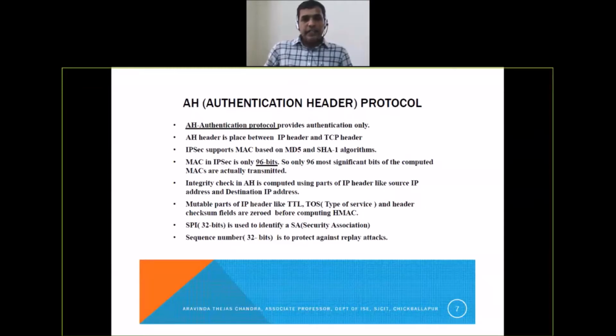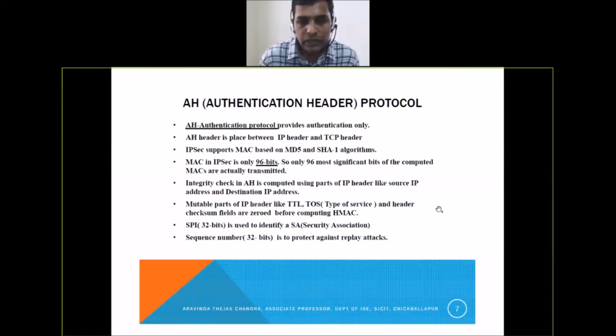The next point is that some of the mutable parts of the IP header, like TTL, type of service and header checksum fields, are zeroed. That means they are made zero before computing HMAC. So HMAC is computed only for IP header fields like source IP address and destination fields. Mutable parts means the fields that will be modified at every hop of routing, like TTL, type of service and checksum fields.